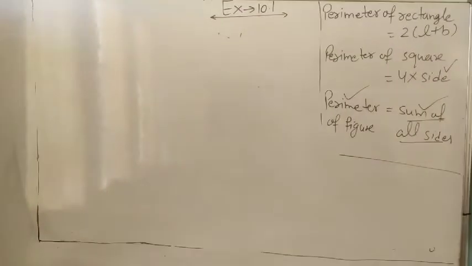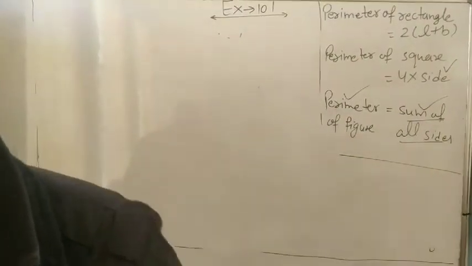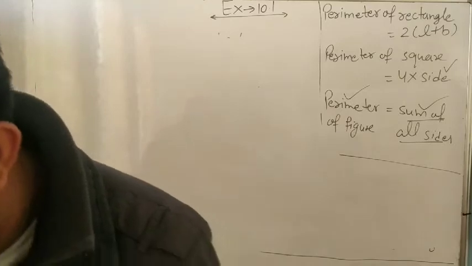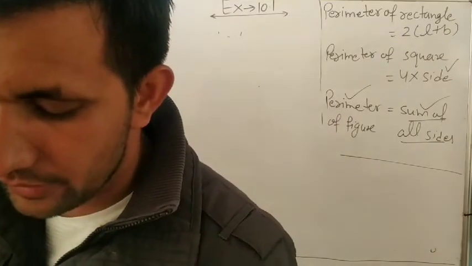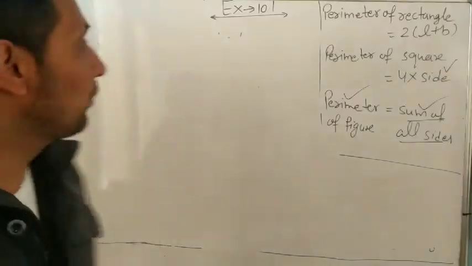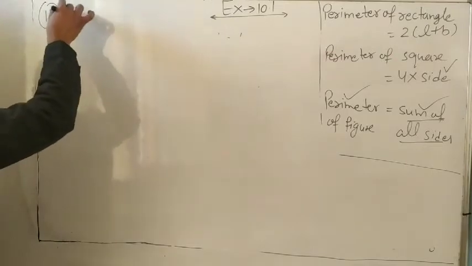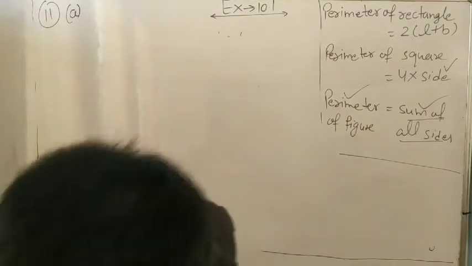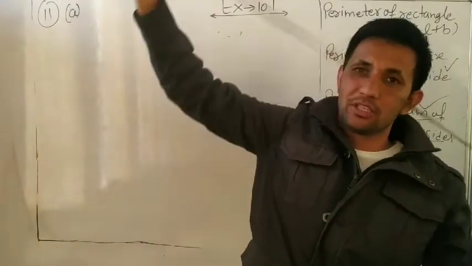Actually, all the questions in this exercise are very simple. Next is, beta, a piece of string is 30 centimeter long. Okay, only one part I will do. Question number 11, A part. A piece of string is 30 centimeter. What is the length of this string?